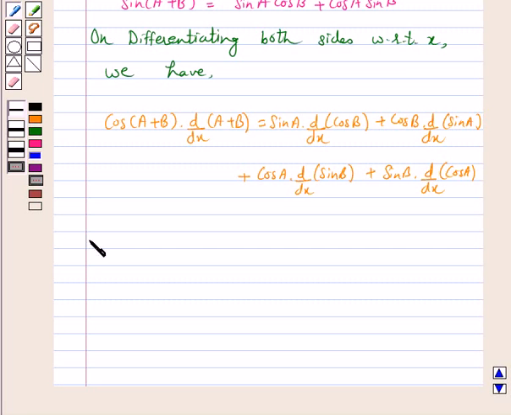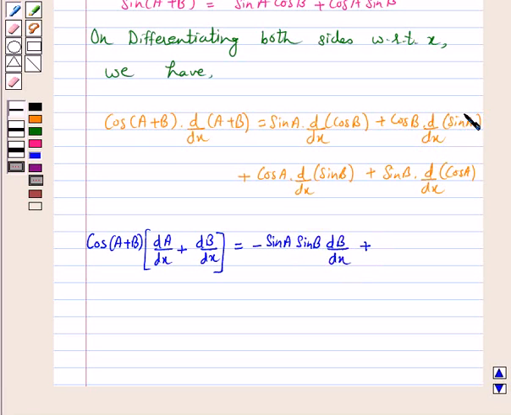Now on the left hand side we have cos A plus B into dA by dx plus dB by dx. This is equal to, now sine A into derivative of cos B, that is minus sine B into dB by dx, so minus sine A sine B into dB by dx, plus cos B cos A into dA by dx, plus cos A cos B into dB by dx.